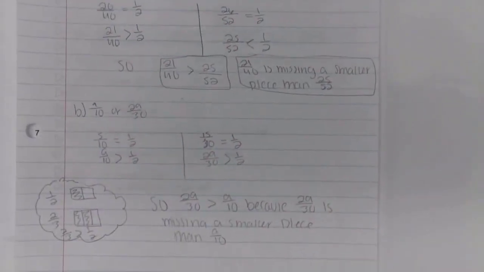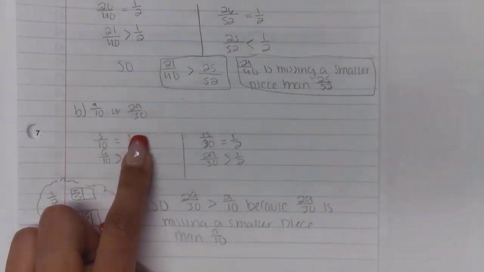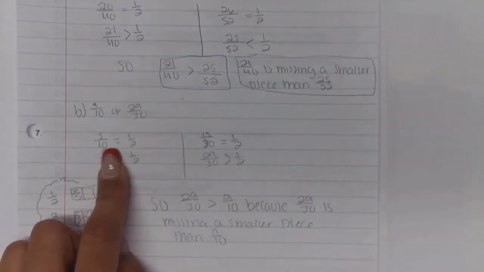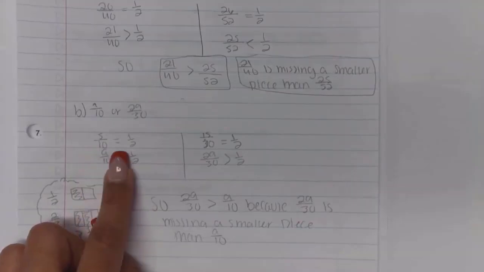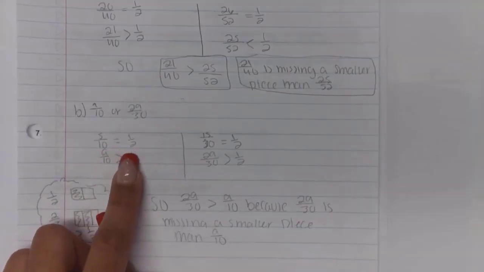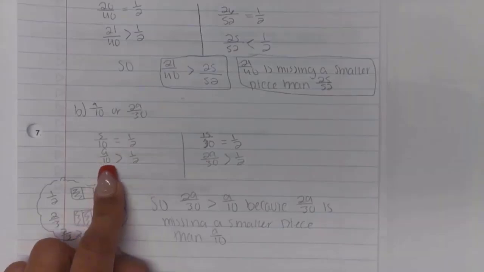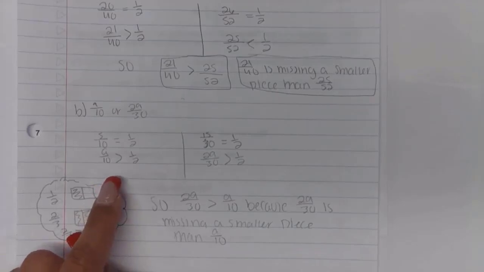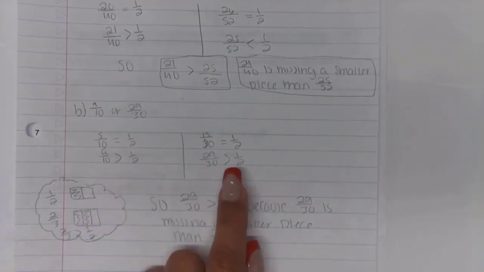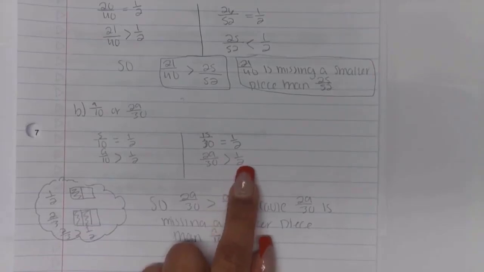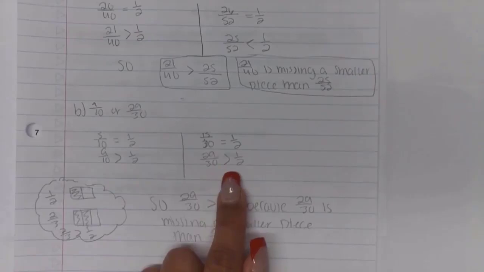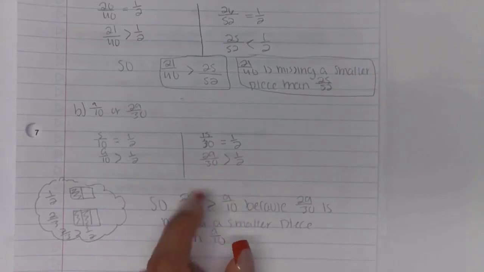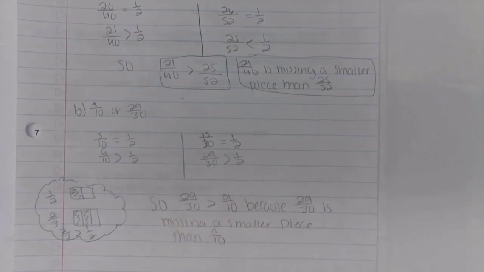And then on the B, it says 9 over 10 or 29 over 30. Again, I tried to find half of 9 over 10, which is 5. 5 over 10 equals half, and 9 over 10 is one less than the full whole number, so it is greater than half. 15 over 30 equals half, so 29 over 30 is going to be greater than half. So both of them are going to be one less than a whole.